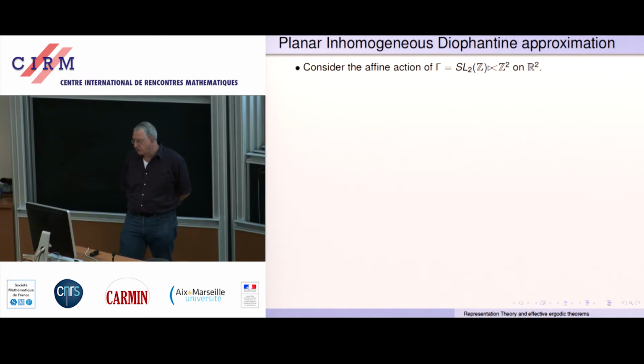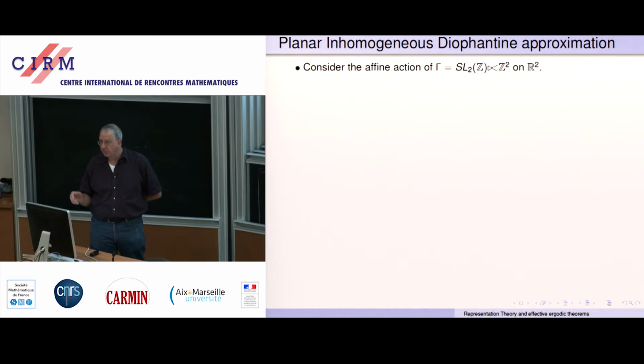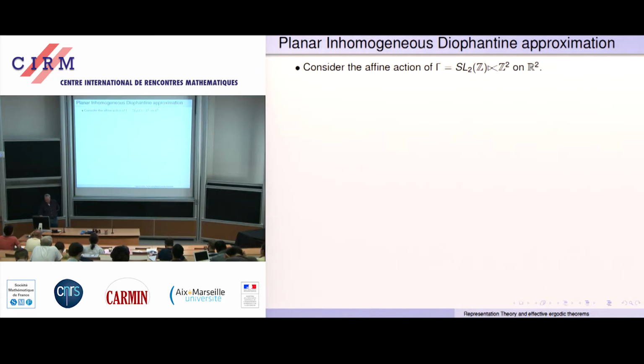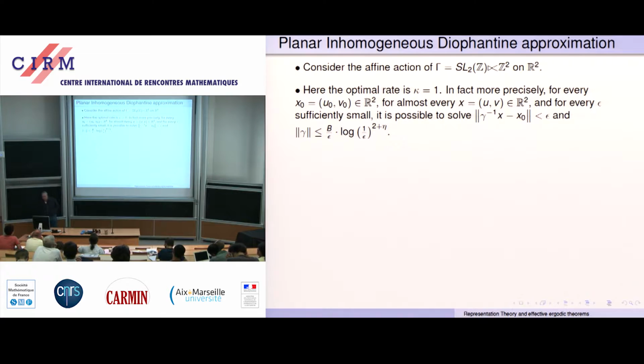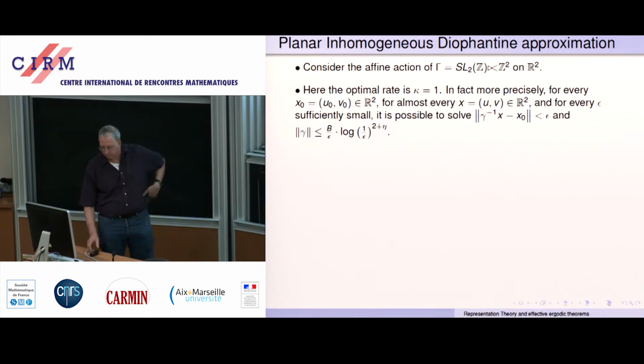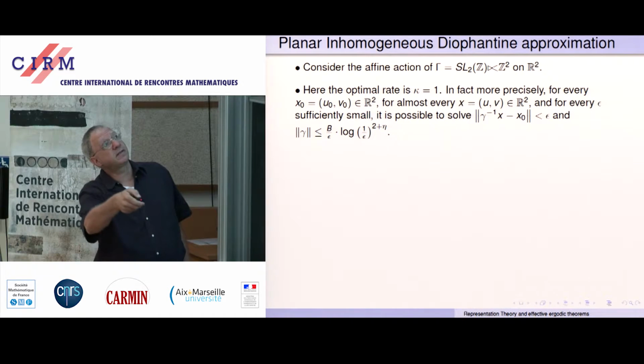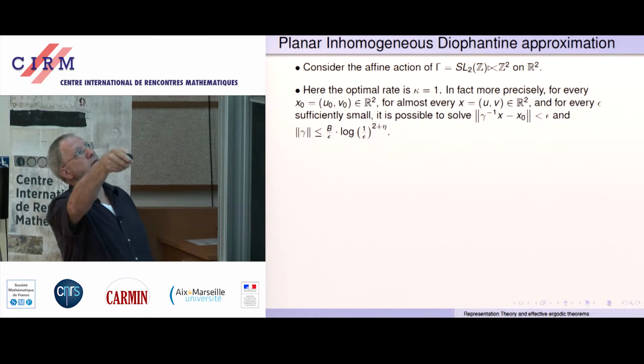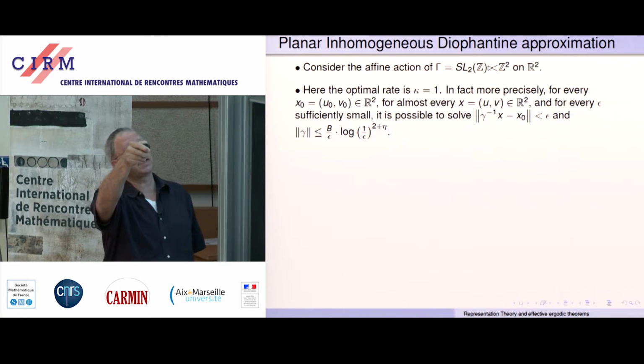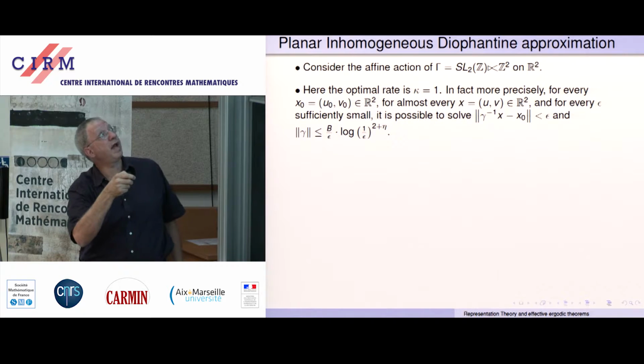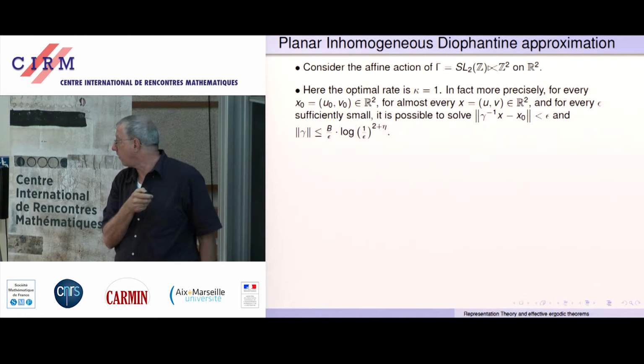So, for example, we can now consider the affine action of gamma, which is SL2Z times Z squared on R2. Not the linear action, but the affine action. And here, the optimal rate is kappa equals 1. So in fact, more precisely, for every vector u naught, v naught in the plane, and for almost every vector x equals uv in the plane, and for every epsilon sufficiently small, it is possible to solve the Diophantine inequality: gamma inverse x minus x naught less than epsilon, with the norm of gamma bounded by b over epsilon. So 1 over epsilon.